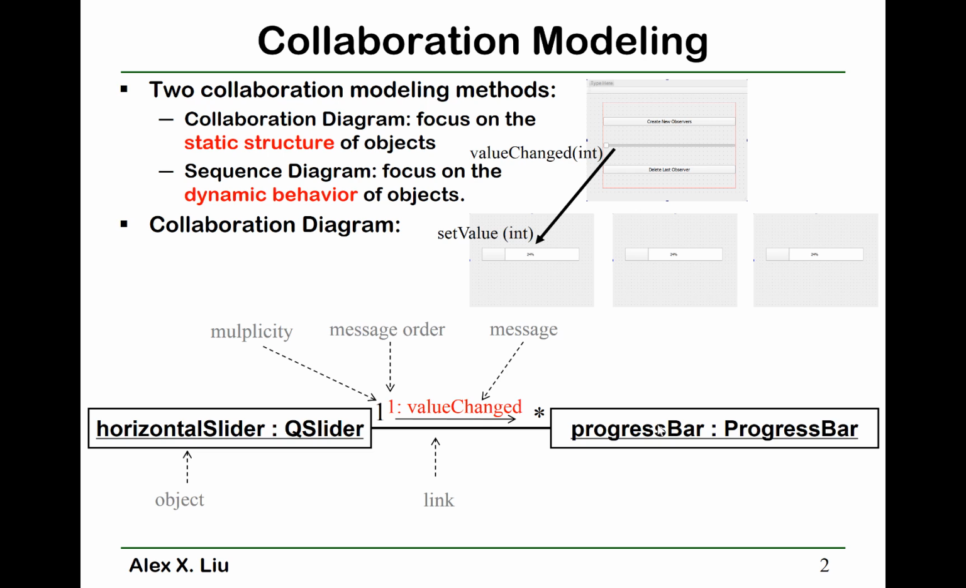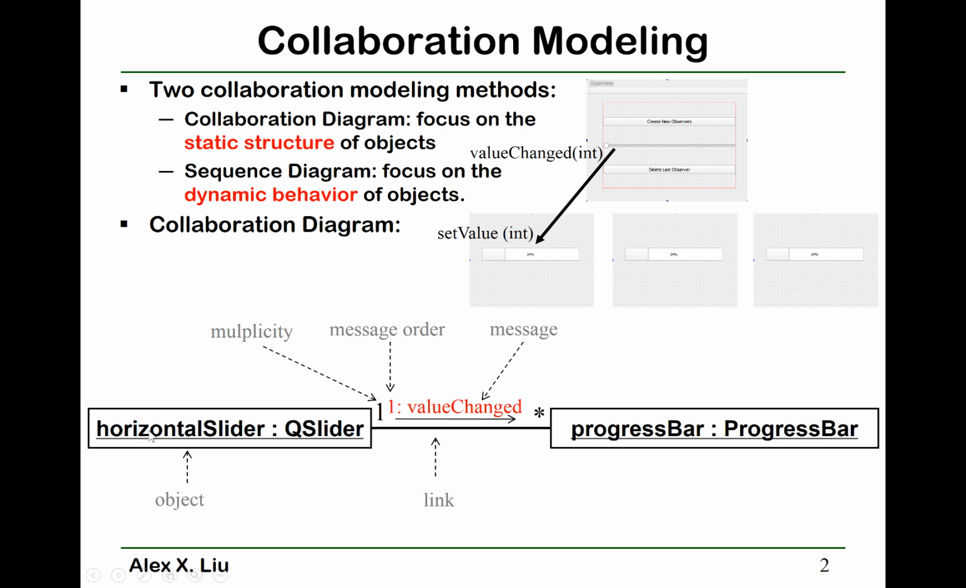All right, now we understand what collaboration is, what modeling is, and what a model is. There are two ways that we can model collaborations in object-oriented design. One is called the collaboration diagram, and the other is called the sequence diagram. The collaboration diagram focuses on the static structure of the objects in a system, and the sequence diagram focuses on the dynamic behavior of the objects. Now let's first take a look at the collaboration diagram.